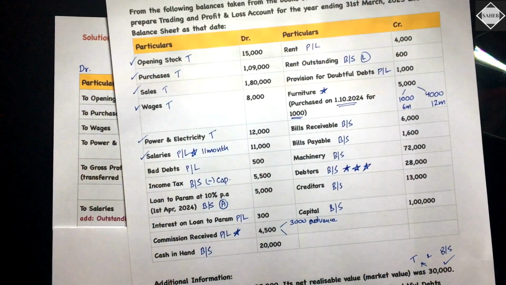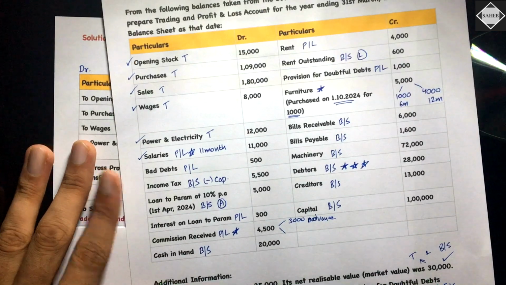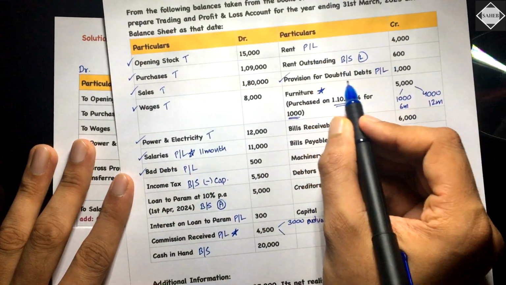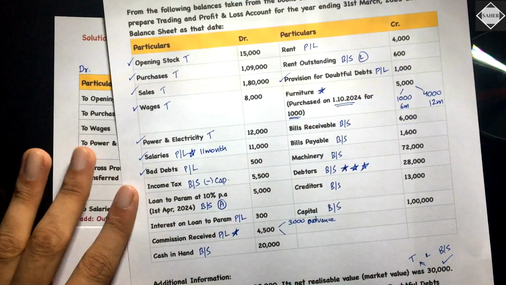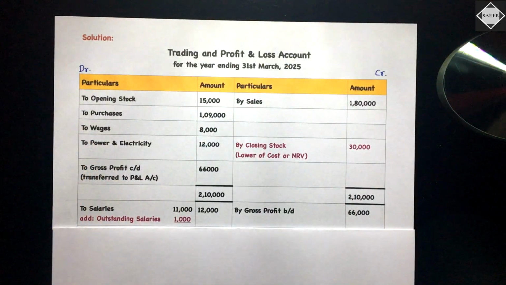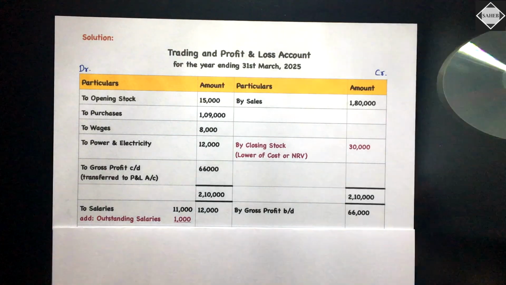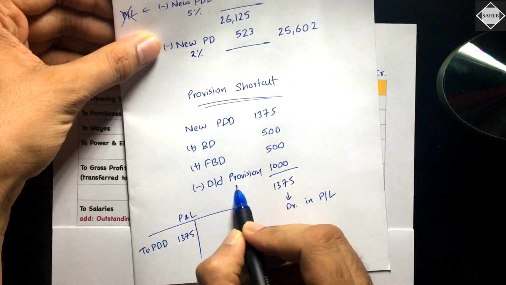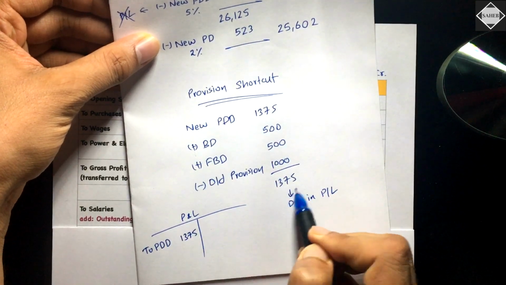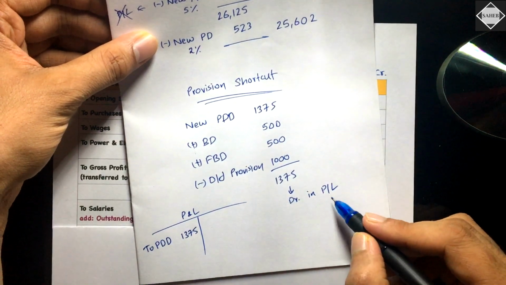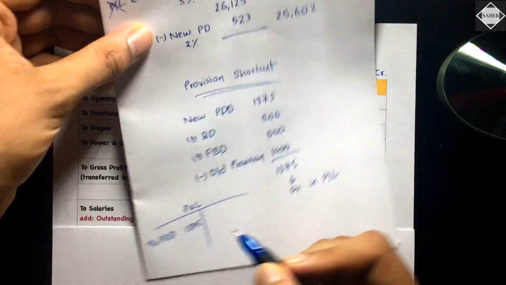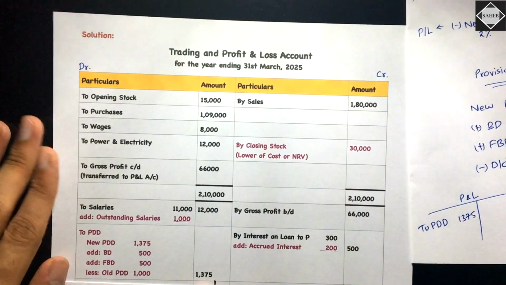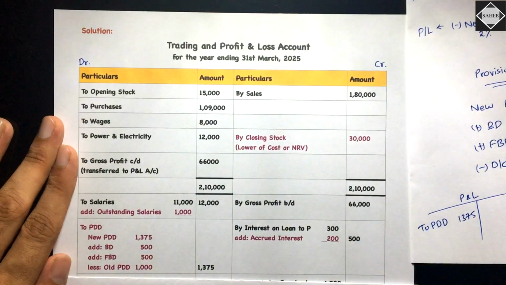So now here we have already done the calculation and everything. So let's just take the bad debts. How are we going to take them? We are going to take the bad debts, this old provision also, all together. So how will that happen? Let's see. We already know the provision shortcut will be copied down over here: new PDD plus bad debts plus further bad debts minus old provision. With this shortcut, we got 1375 that we have to debit in PNL to PDD. Yes, 1375. So take it. Is it clear? 1375. Do you understand this? The same thing. All right.